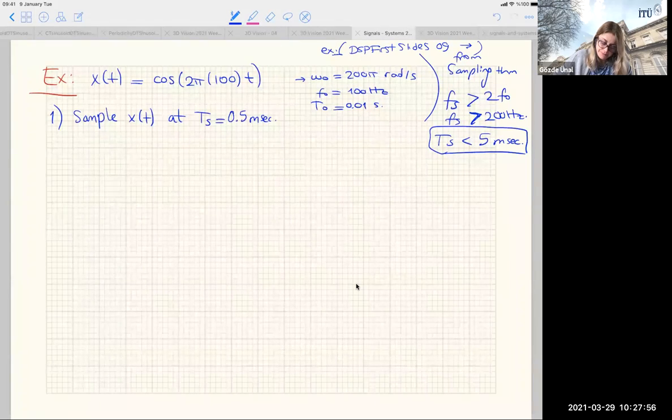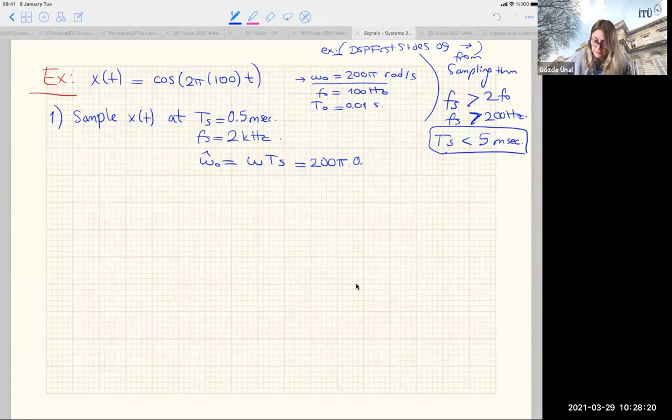Then let's say, of course, Fs would be 2 kilohertz. I need to calculate my omega 0 hat, the normalized frequency. I know omega 0 hat is omega 0 times Ts, which is 200 pi times 0.5 times 10 to the minus 3, which is 0.1 pi radians. This can also be written as 2 pi times 0.05 radians.